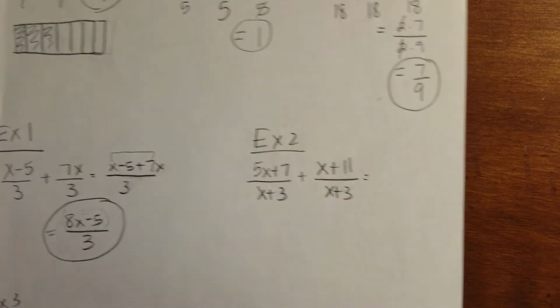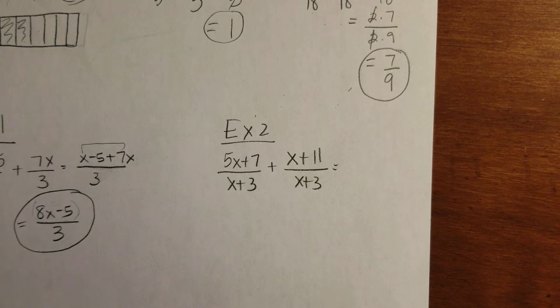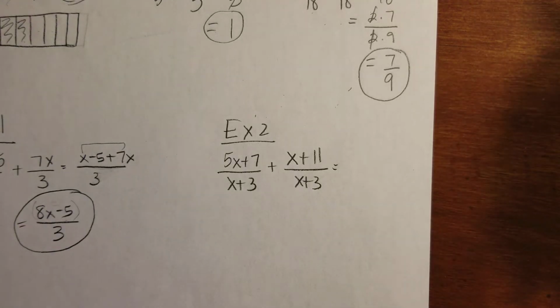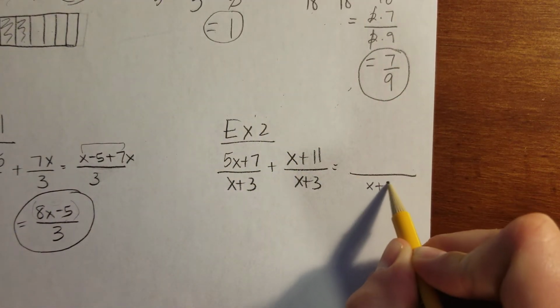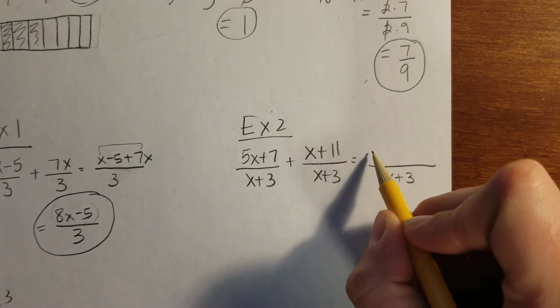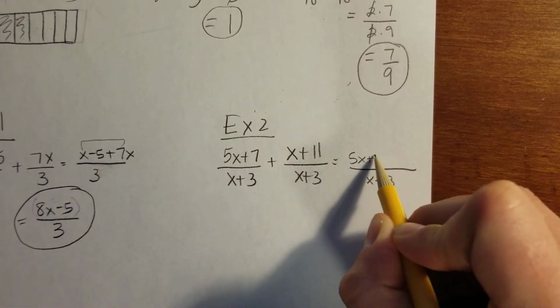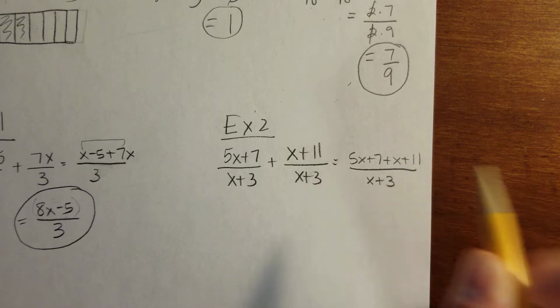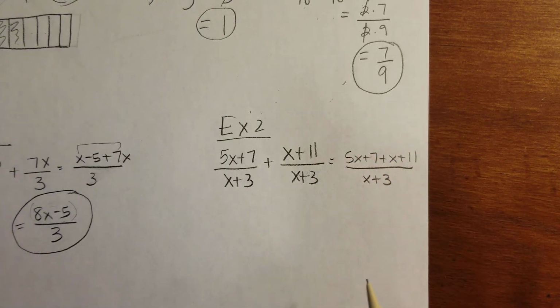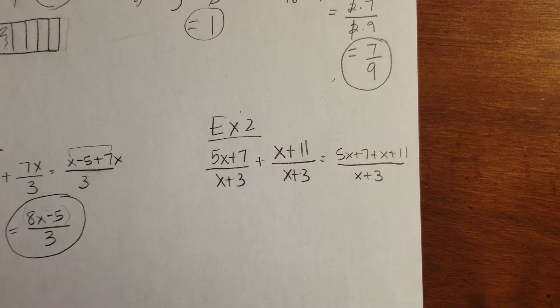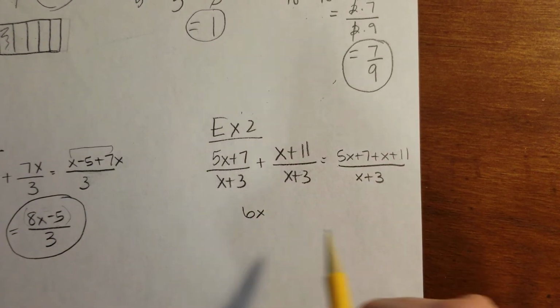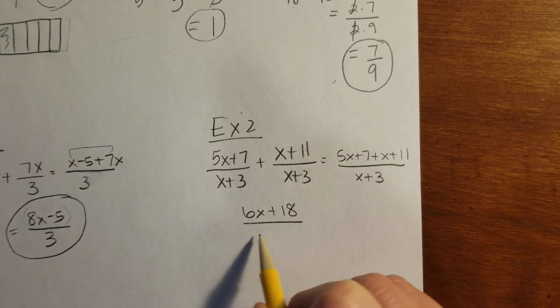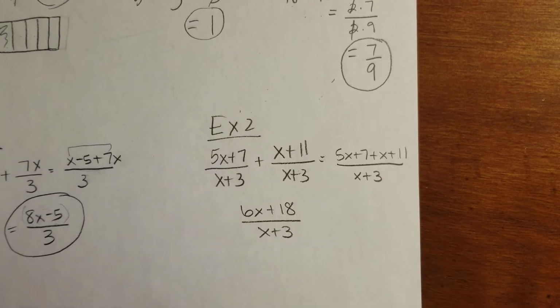All right, if we look at example 2, 5x plus 7 over x plus 3 plus x plus 11 over x plus 3. You see that we still have a common denominator, so that's going to get brought over. And then our numerators will get added together. So we've got 5x plus 7 plus x plus 11. Again, you might not need to do this step, and that's totally fine. Some of you can just look at this and add in your head. So 5x plus x is going to give us 6x plus 18 over x plus 3.